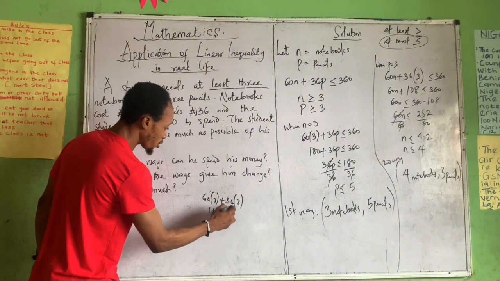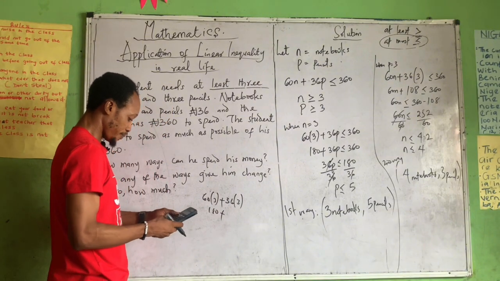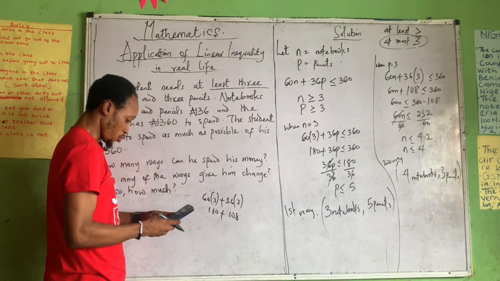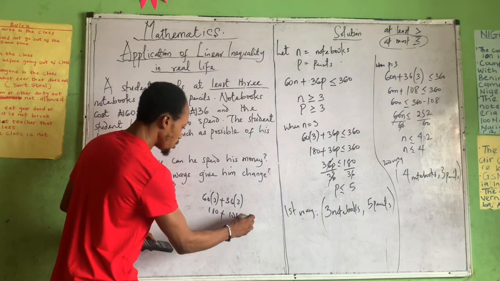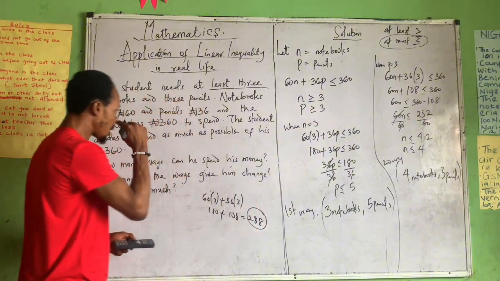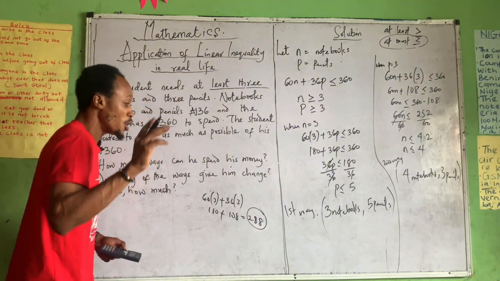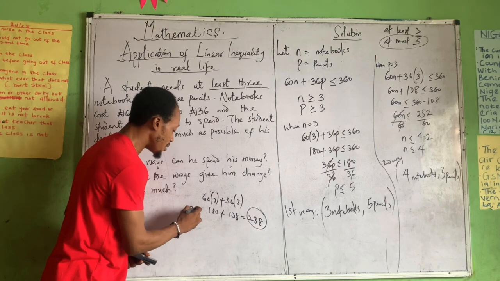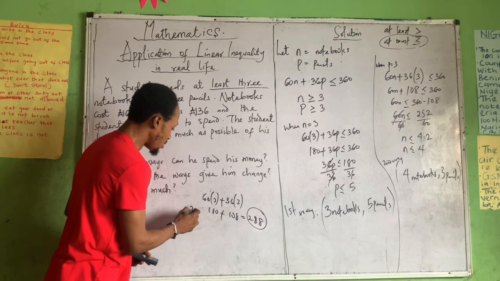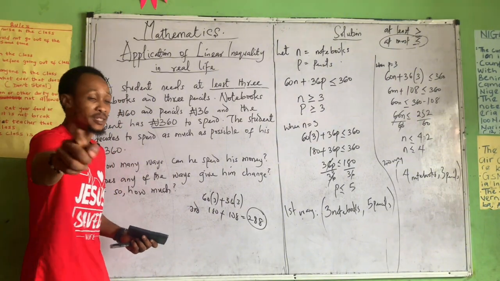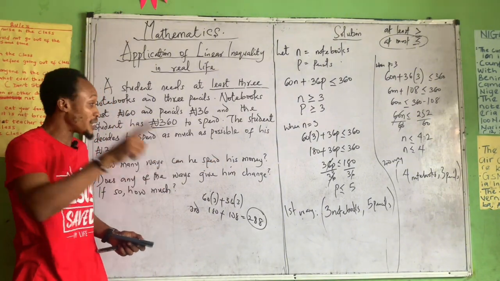180 plus 36 times 3. That's 108. So plus 180, we have 288. It is still within 360. But watch this. You need to watch it, because normally it should have been 3 ways. But if you make it 3 ways, you have defined what the question says. That's why I said you need to watch this.